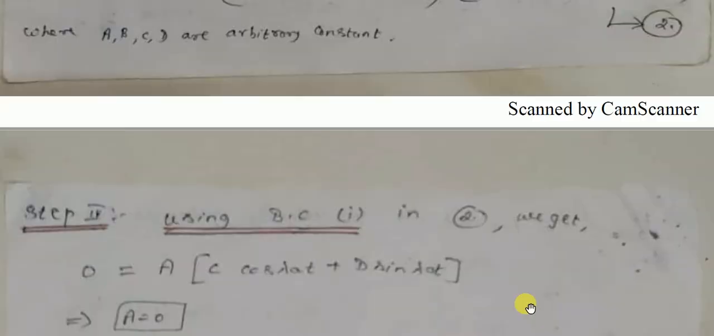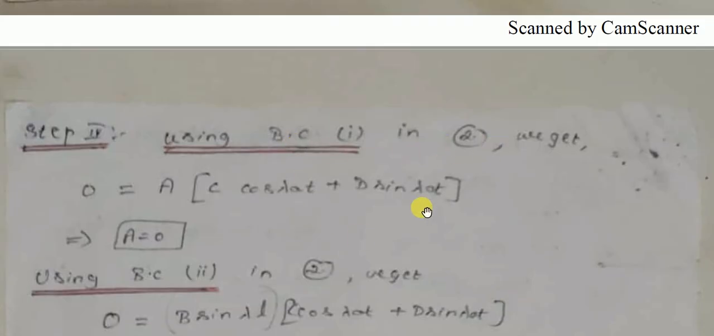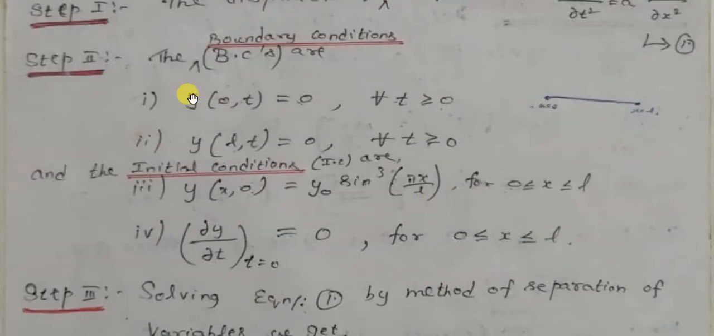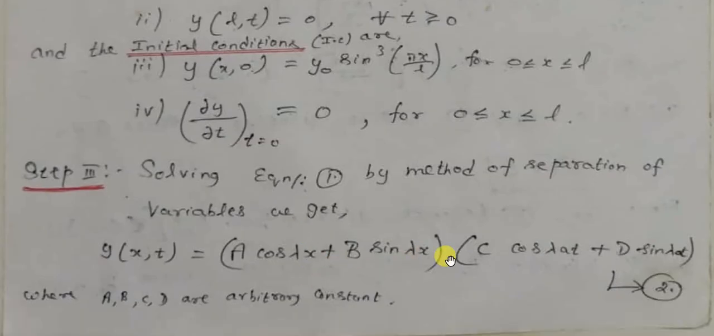Now we are going to apply the first boundary condition in equation 2. What is the first boundary condition? It is y of 0 comma t is equal to 0. So when x is 0, y is 0. If I substitute x as 0 and y as 0, the left hand side is 0.